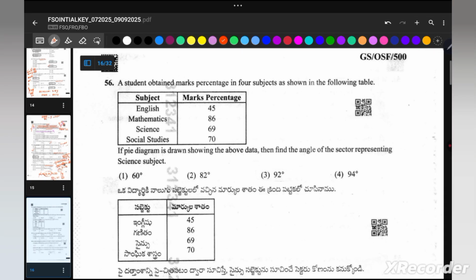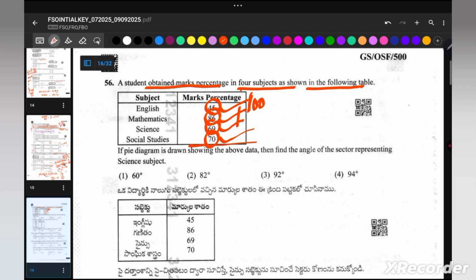56th question. Please pay some attention over here. It is a very important question. They're saying that a student obtained marks percentage in 4 subjects as shown in the following table. In English, he got 45%. Look at that, it's a percentage, not the full marks. 86%, 69%, 70%. Okay, percentage. Let us take 100 marks for each and every subject, and they got 45%, 86, 69, 70.